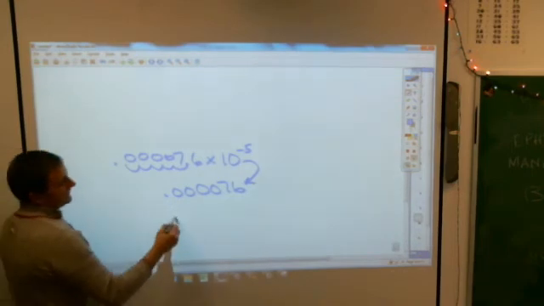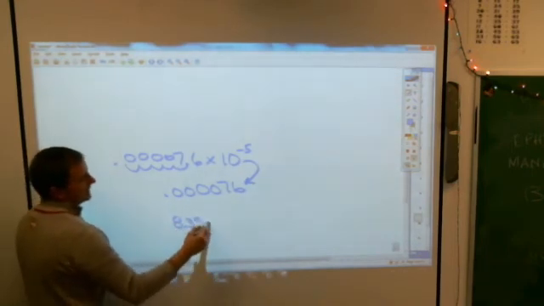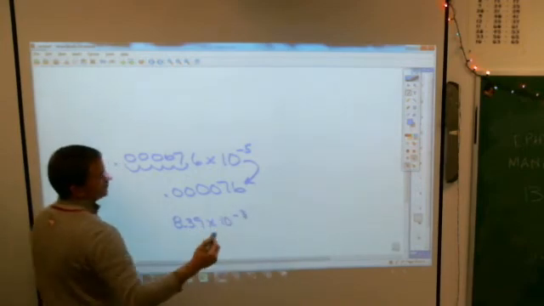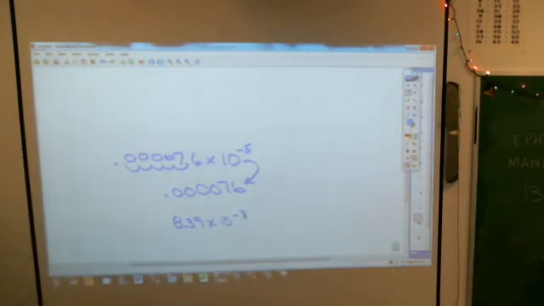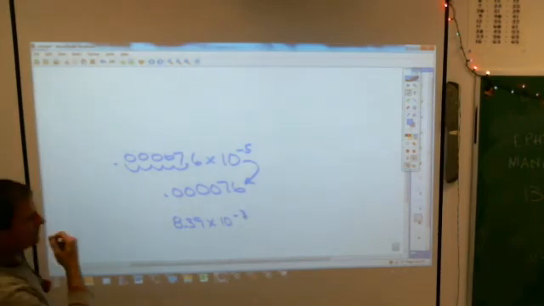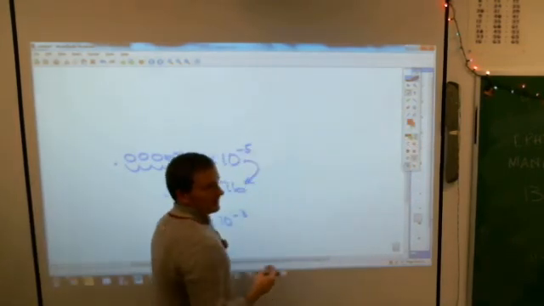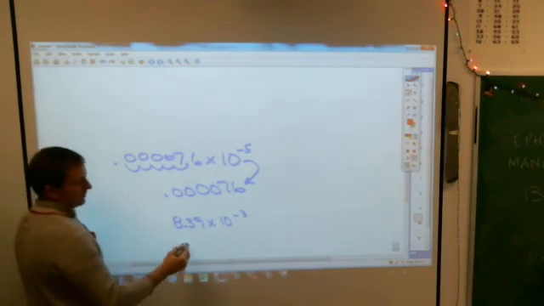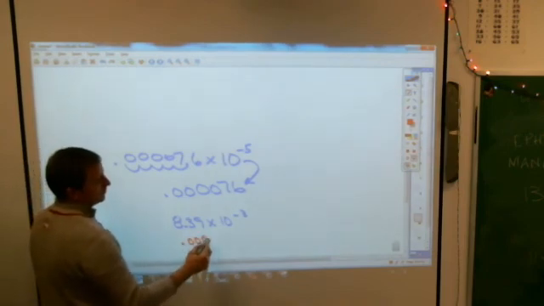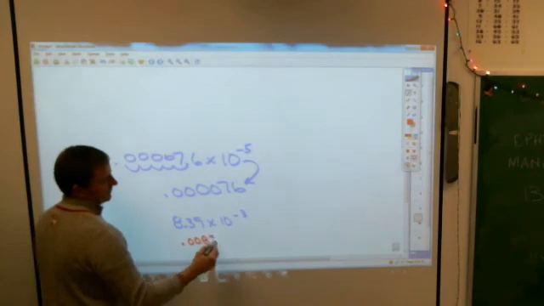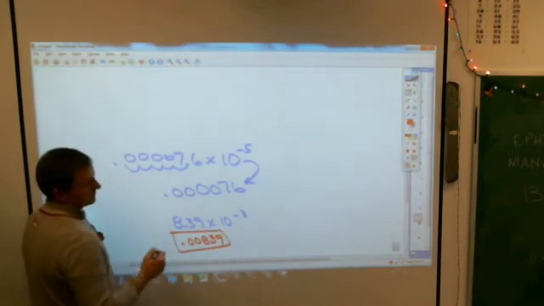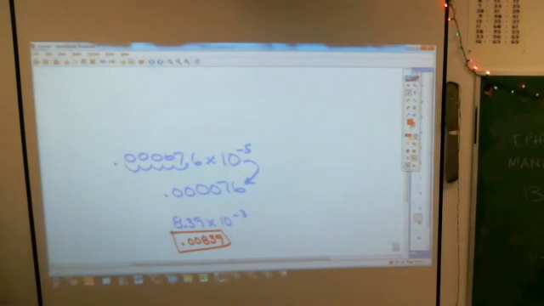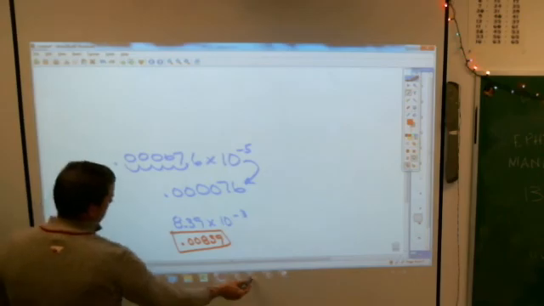How about this one? 8.39 times 10 to the -3rd power. What decimal does that stand for? Brant says 0.008. No, don't put another point in. Yeah, 8, 3, 9. There you go. That is that right there. Everybody with it? You got negative exponents. You got scientific notation. Don't worry.